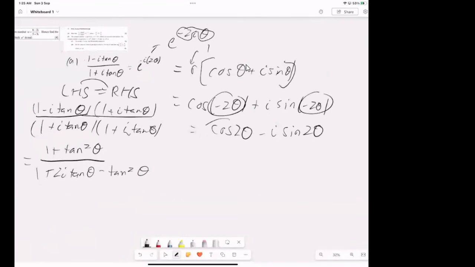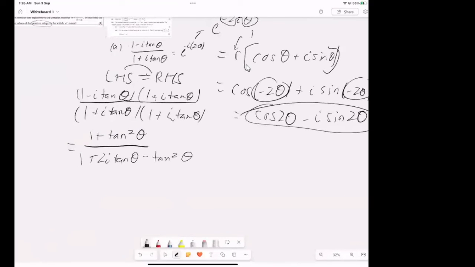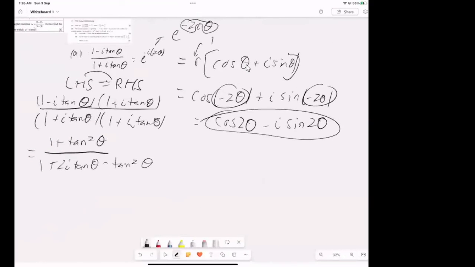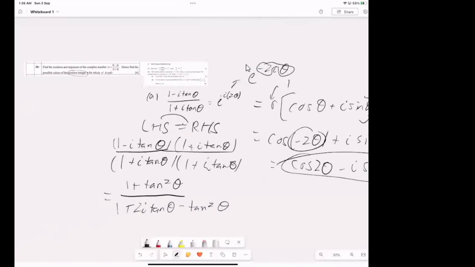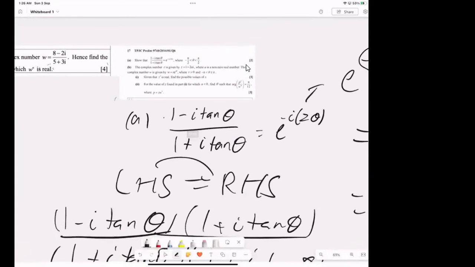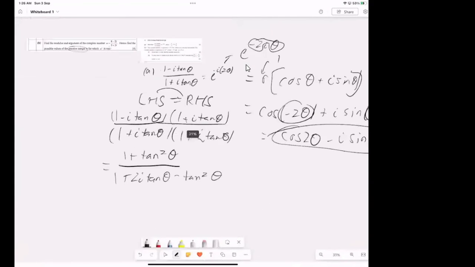So now that we have this, we're trying to see how we can make the right hand side go to the left hand side. Now that we have some idea, let's continue. Let me make sure I copied it correctly. 1 minus i tan theta. Okay, let me see.